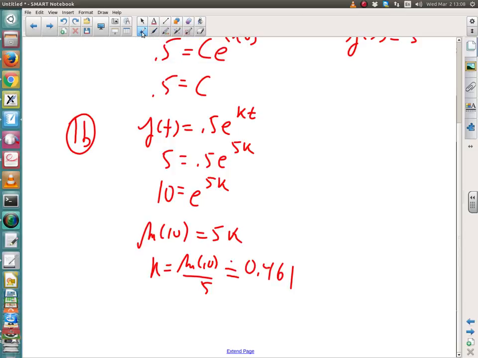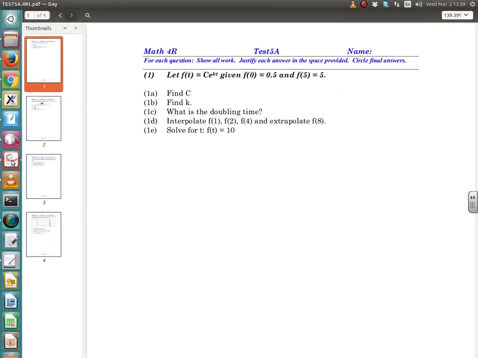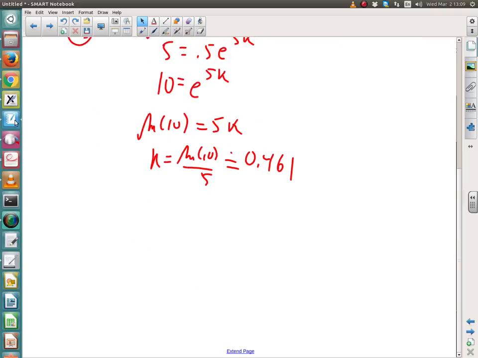Now don't use this rounded off value in parts C, D, and E, because that's going to give you double round off error. Don't do that. Now what's part C? Part C says, what's the doubling time? Okay, so let's find out.